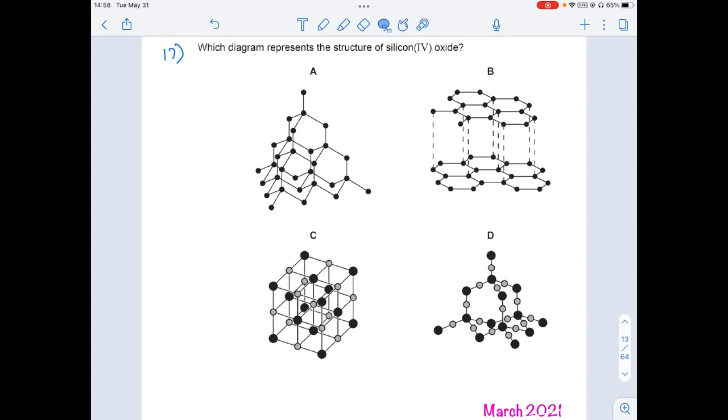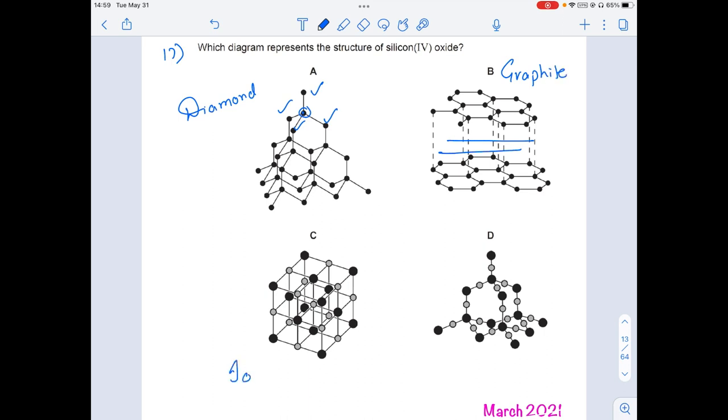Now coming to the next question, question number 17: which diagram represents the structure of silicon dioxide? The first one is going to be a diamond. Why? We can clearly see that one carbon is surrounded by four other carbons. The second one is going to be graphite because it exists in the form of layers.